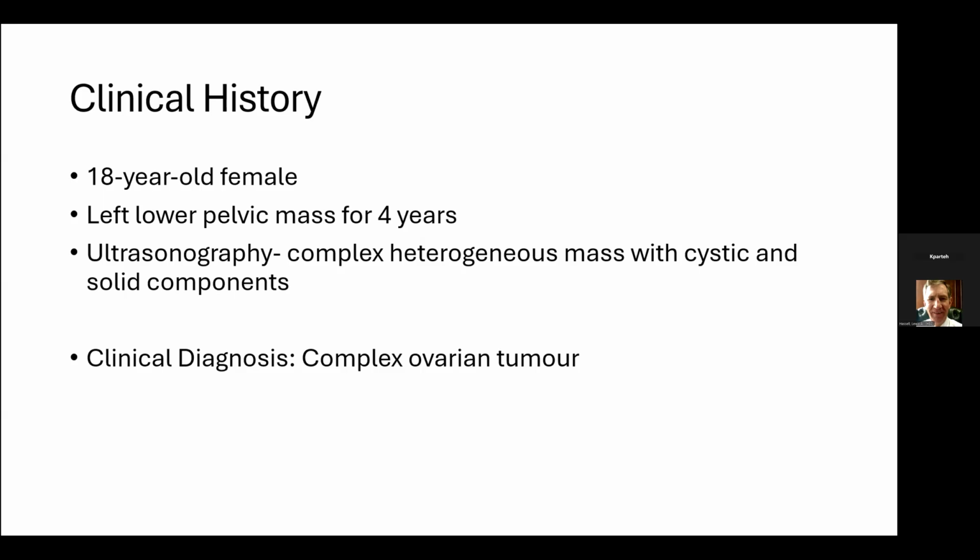An ultrasound was done and they found a complex heterogeneous mass with both cystic and solid components. So they had a diagnosis of complex ovarian tumor, without specifying which type it actually was. And because of the pain and the size of the mass that they found, which was about 10 cm, they did a cystectomy and removed the mass. During the operation, the entire mass was resected and there was no spillage and the tumor did not rupture.